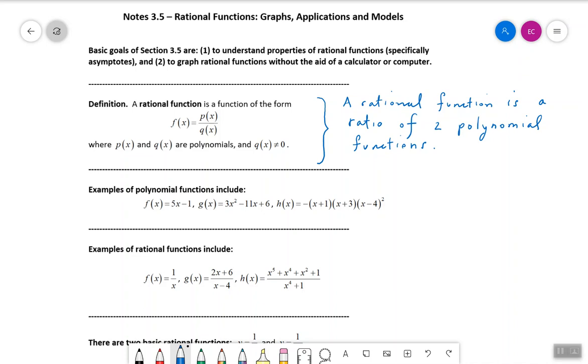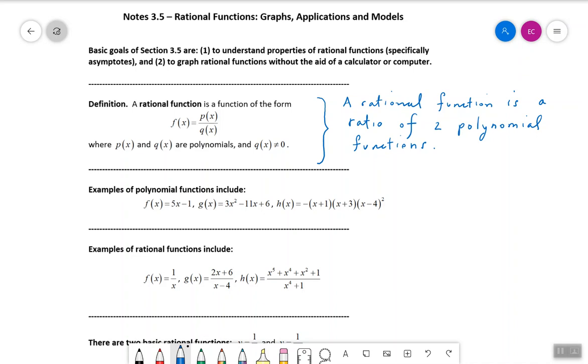Let's start the last section in Chapter 3. We're talking about rational functions. We want to study properties of rational functions, and we want to be able to sketch the graph of a rational function. A rational function is just the ratio of two polynomial functions.